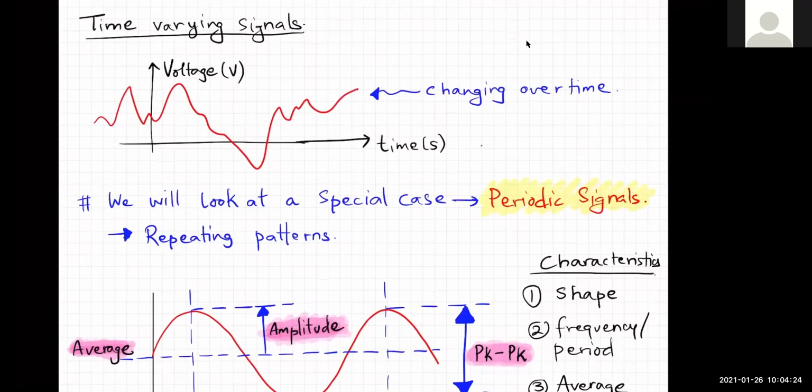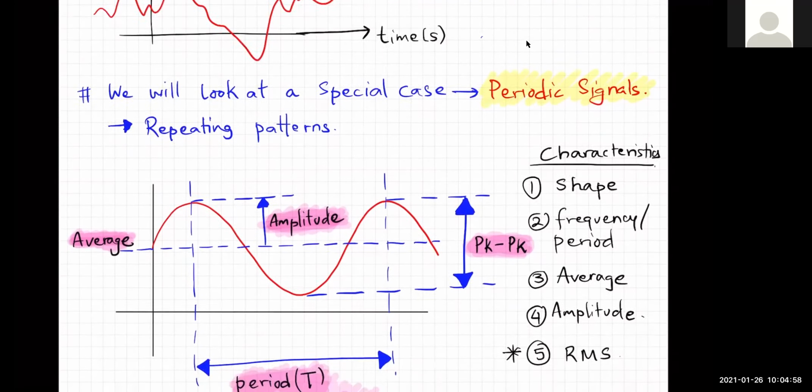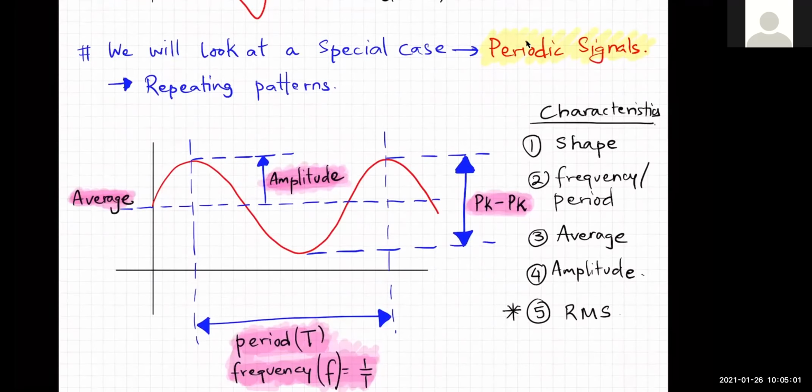So talking about time varying signals again, these are signals that change in value over time. All right, so in general, these can be any shape, right? It can take any value and it's changing over time. But we'll start by looking at a special case of time varying signals called periodic signals. What that means is that the pattern or the values that the signal takes repeats after a certain period of time. And such signals are called periodic signals, okay?